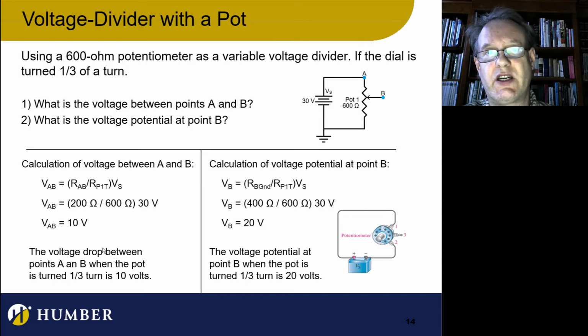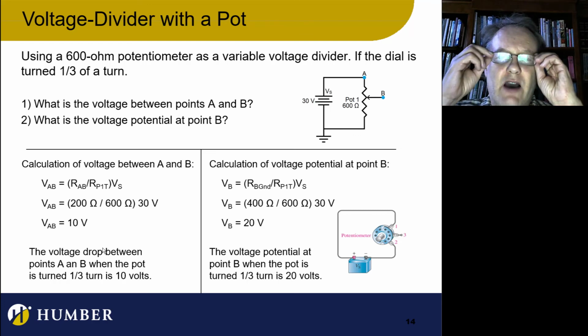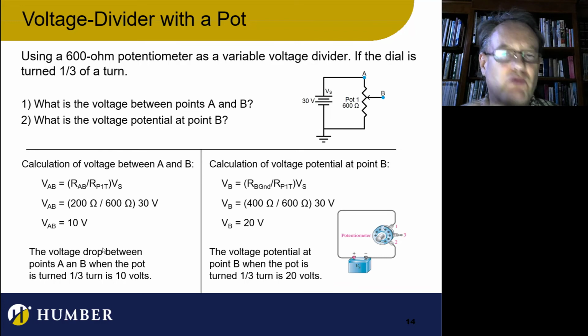Our first one was calculating the voltage drop between point A and point B. If I want to know the voltage potential, I could use Kirchhoff's voltage law for that, and say it's whatever we have left. We've lost 10 volts from point A to point B, so it's 20. But we can also calculate it by jumping right into the potential on the voltage divider formula.